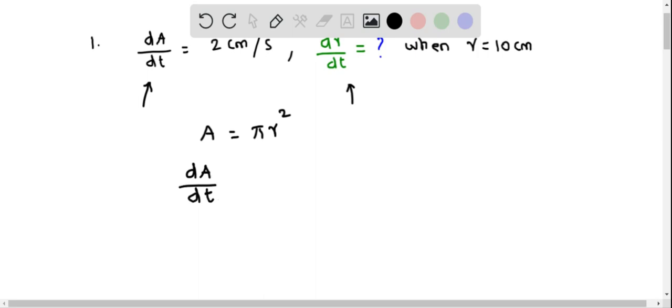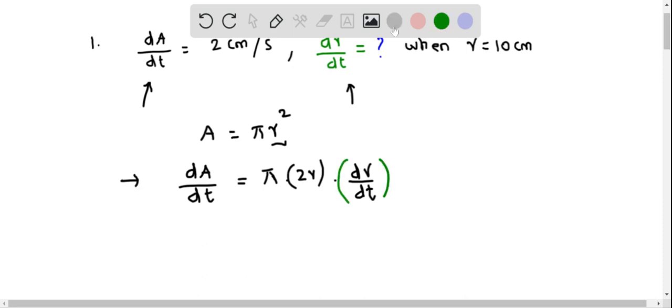When you differentiate A with respect to time, we get dA over dt, and this equals pi is a constant, so we just put this as it is, and we have to apply the power rule as well as the chain rule to differentiate r squared. So when we apply the power rule, we get 2r, and then we have to differentiate r with respect to time. That is, we write down dr over dt. Now we can substitute the values of dA over dt as well as r equal to 10 centimeter into this equation to solve for this quantity dr over dt.